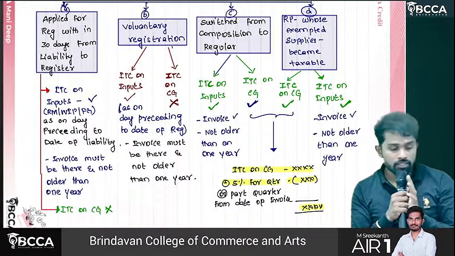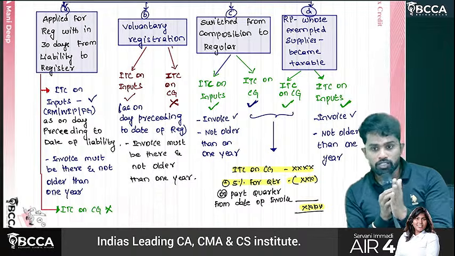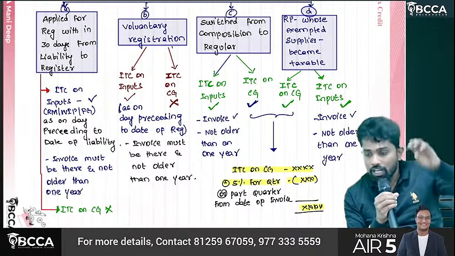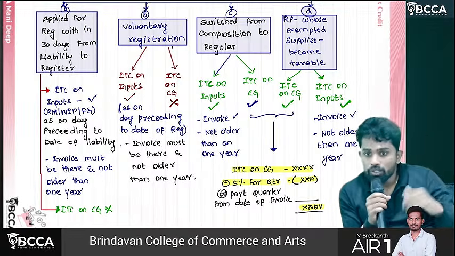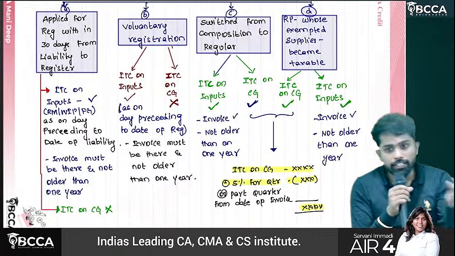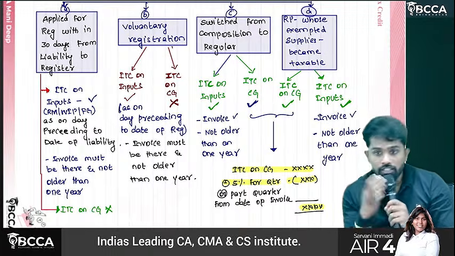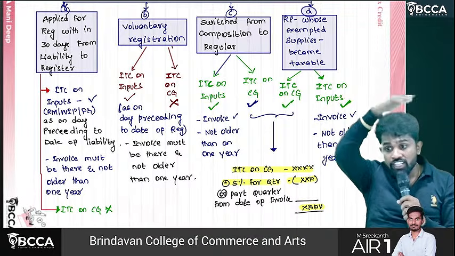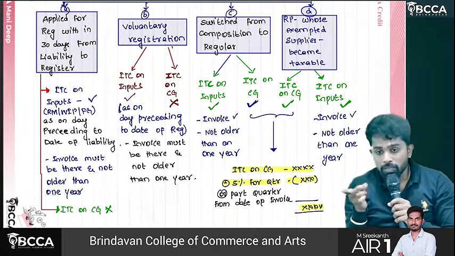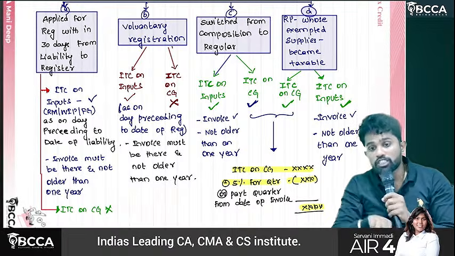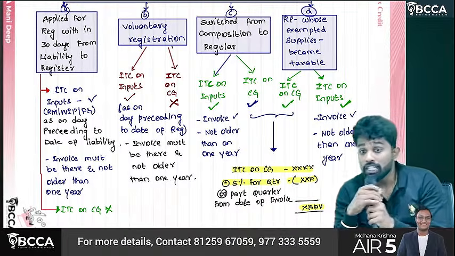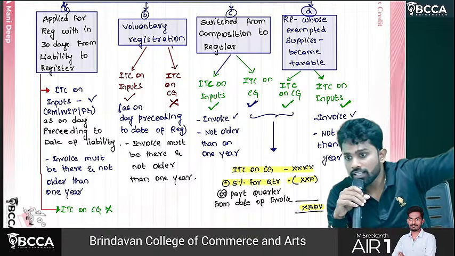31st October. Sir, if a business person, every day he'll have some closing stock, right? Same way, on 31st October, he might have some closing stock. It might be raw material, it might be work in progress, or it might be finished goods. Those were purchased when he was unregistered. But from 1st November, he became a taxable person. His supplies become taxable, but he didn't avail ITC.